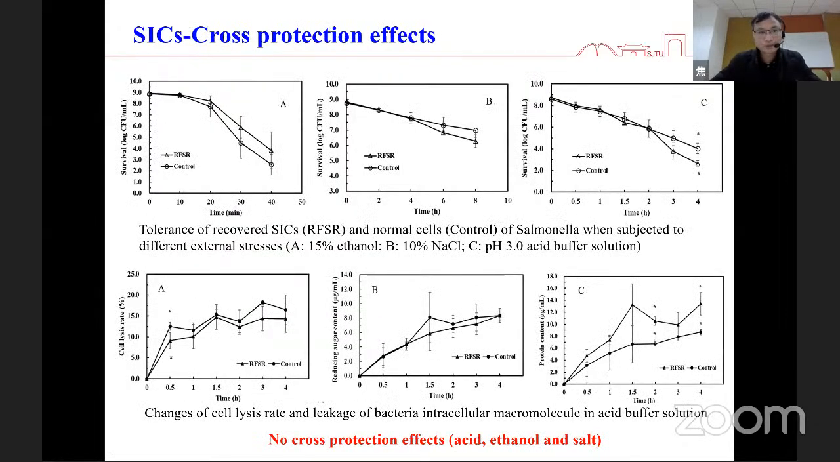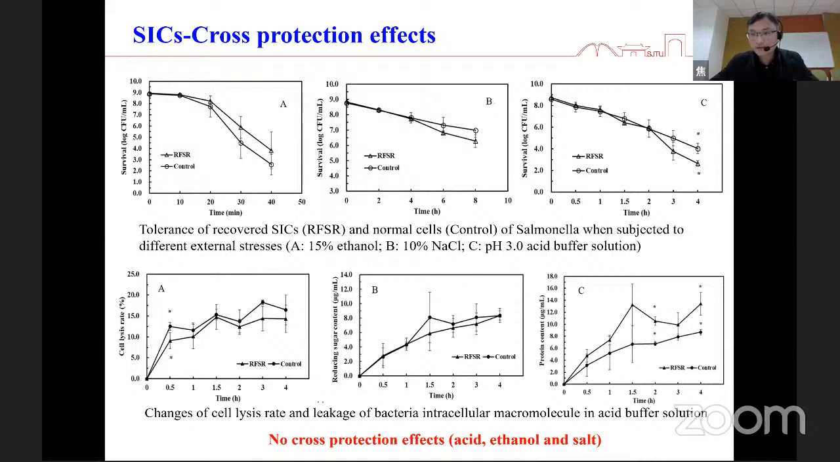We also checked the cross protection effect. We subjected the recovered sublethally injured cells to different external stresses, such as ethanol, salt, and acid environments, to see whether there is a cross protection effect. And fortunately, we couldn't find a clear cross protection effect. This is really good, right?